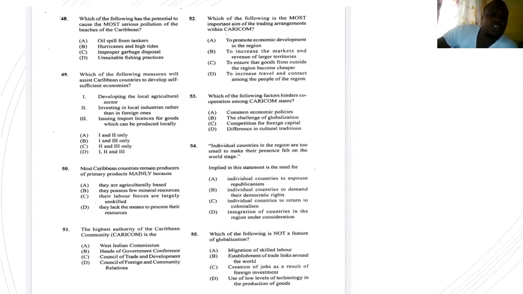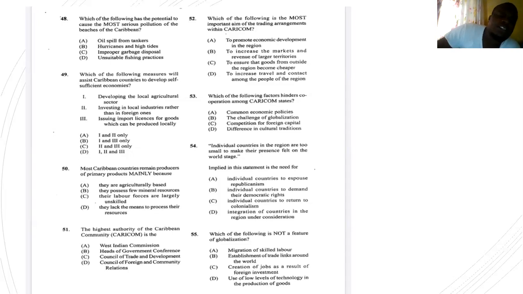50. Most Caribbean countries remain producers of primary products mainly because A, they are agriculturally based, B, they possess few mineral resources, C, their labor forces are largely unskilled, or D, they lack the means to process these resources. The answer is D for 50. They lack the means to process these resources. For example, I keep giving the same example because the question is repeated. Bauxite turned into alumina by us in the Caribbean. We don't have the resources to make the aluminum, which are the metal products, right? So we export the alumina, then it is turned into aluminum, then we import those aluminum products. If we had the resources, we'd make aluminum locally. We just don't have the resources to process it.